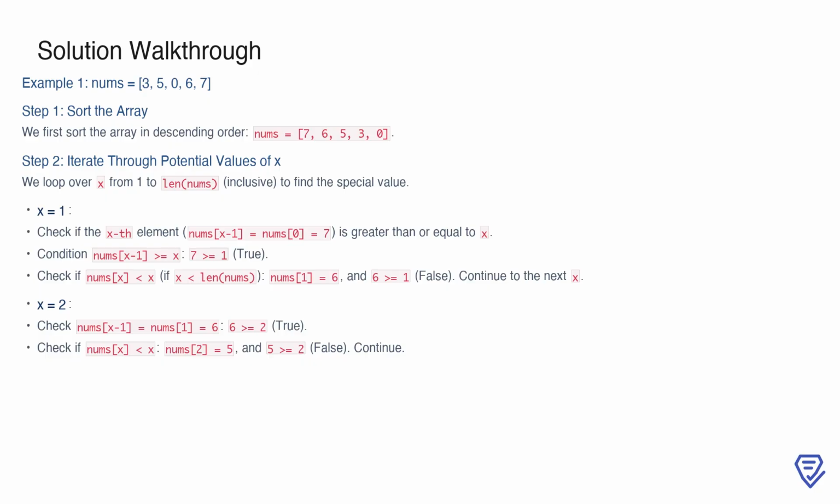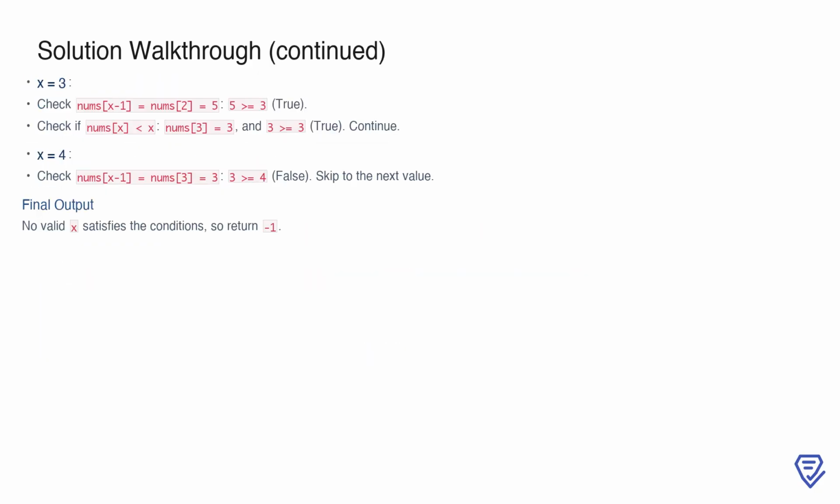For x equals 2, we check whether nums[1] equals 6 is greater than or equal to x. This condition holds since 6 is at least 2. Again, we check the next element, nums[2] equals 5, and find that 5 is not less than 2, so the second condition fails again. We continue iterating through x to find a valid value. Now, for x equals 3, we check if nums[2] equals 5 is greater than or equal to x. The condition holds since 5 is at least 3. Next, we verify whether the next element, nums[3] equals 3, is less than x. Here, 3 is not less than 3, so the second condition fails.